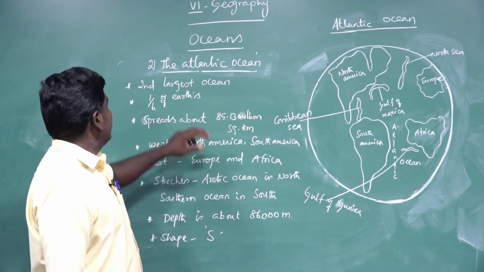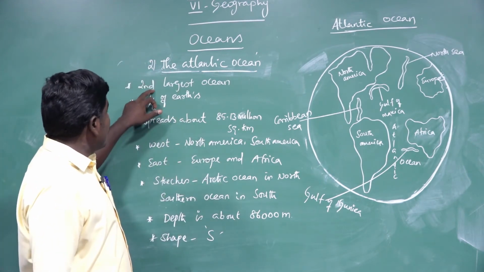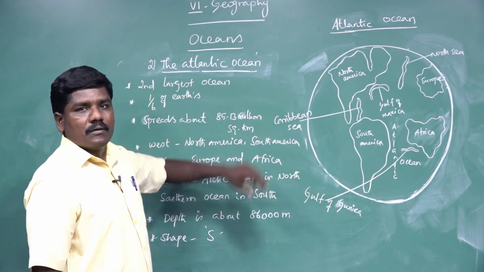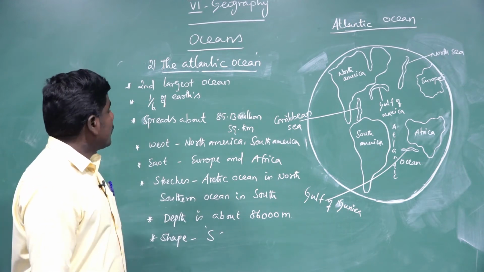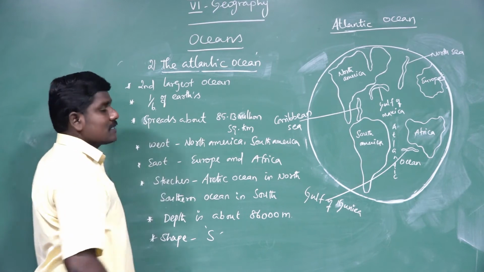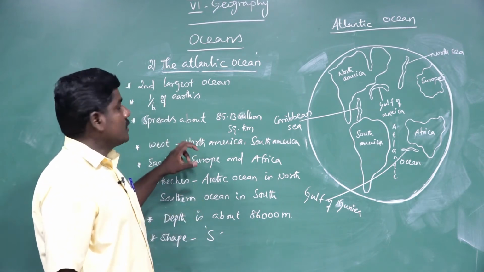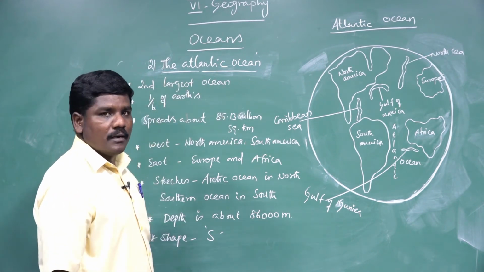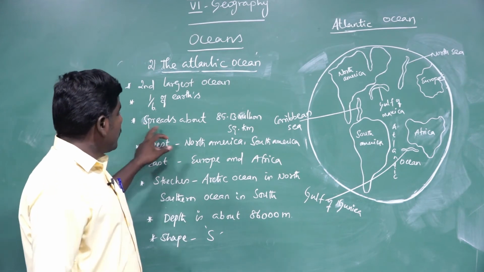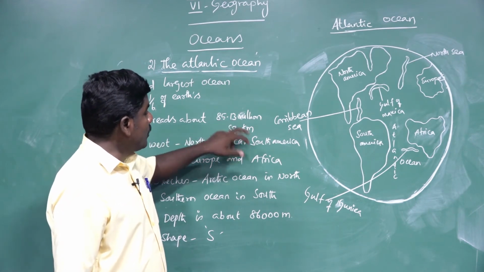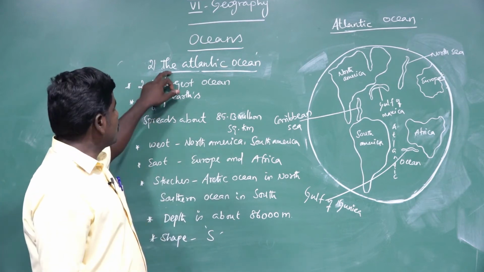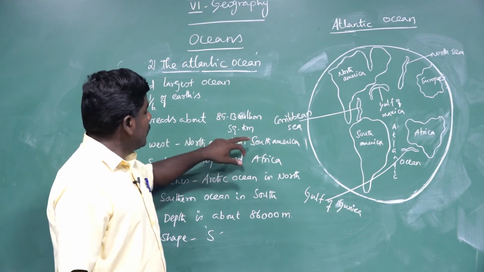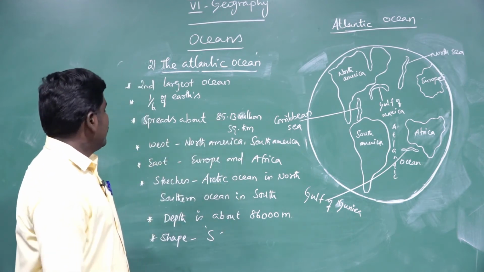Next, the Atlantic Ocean. It is the second largest ocean in the world. It covers 1/6 of the total Earth surface and spreads over about 85.13 million square kilometers.